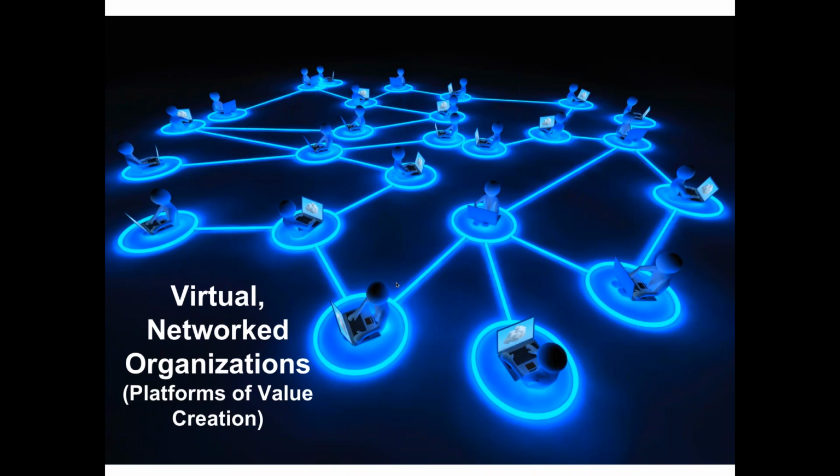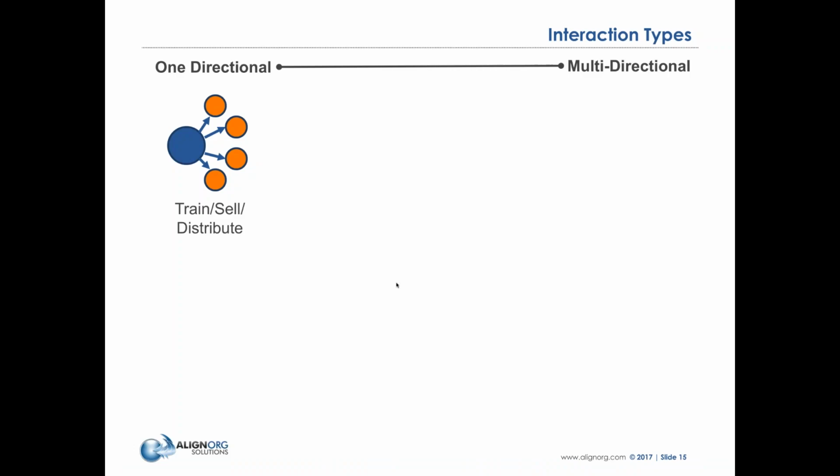And so this poses a lot of new and interesting challenges for organization designers. Now, just to break this down into a little more of a mechanical view, let me highlight that there are different kinds of networks that can get produced or that evolve. Some of them are one-directional networks, and one-directional networks allow us to basically push something out. So if we're the blue dot, we're pushing something out. We're selling something, we're training something, we're distributing our product.